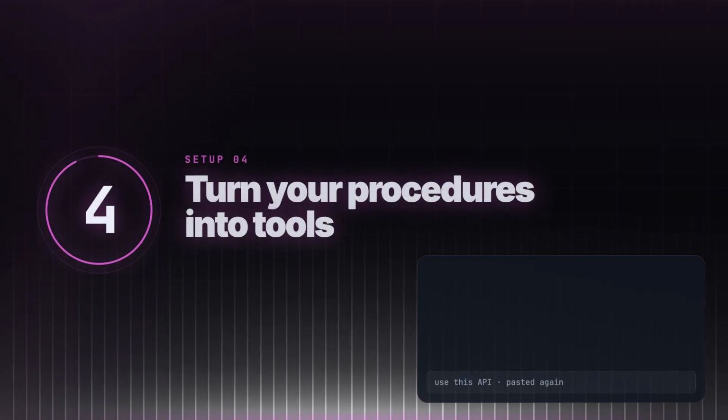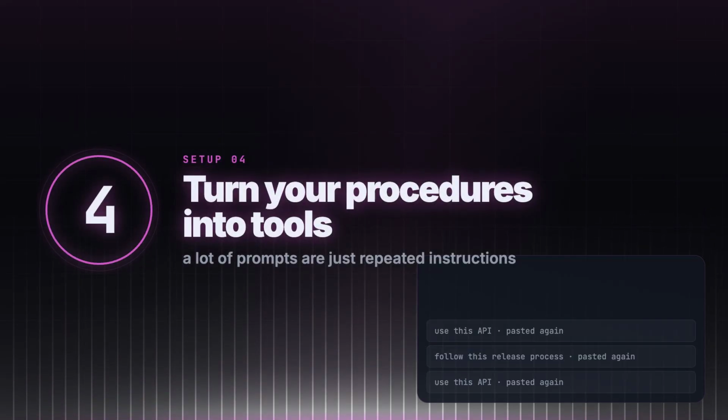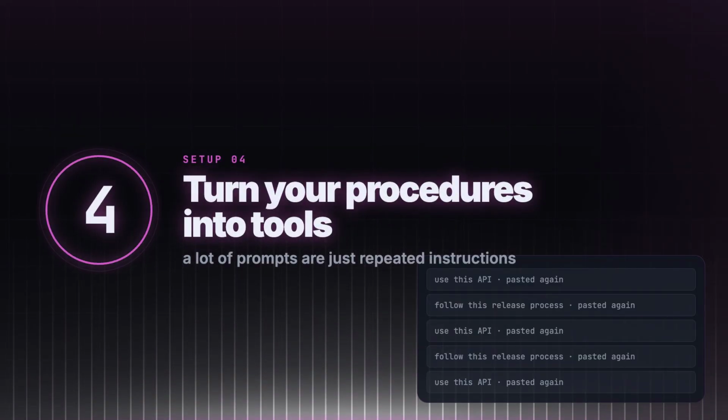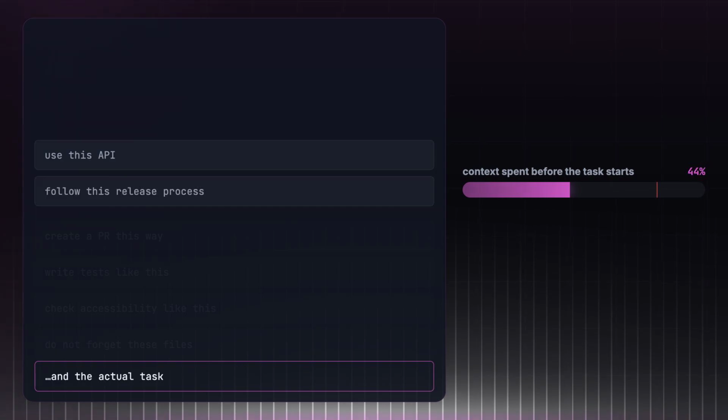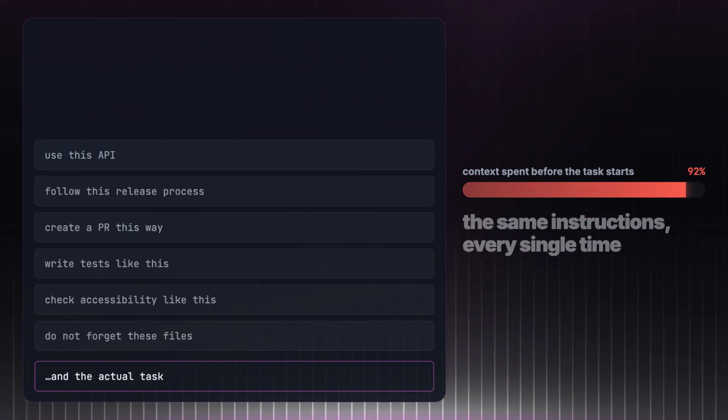Number 4 is the docs as tool setup. A lot of prompts are just repeated instructions. Use this API, follow this release process, create a PR this way, write tests like this, check accessibility like this. Do not forget these files. Vibe coding puts all of that into the chat every time.